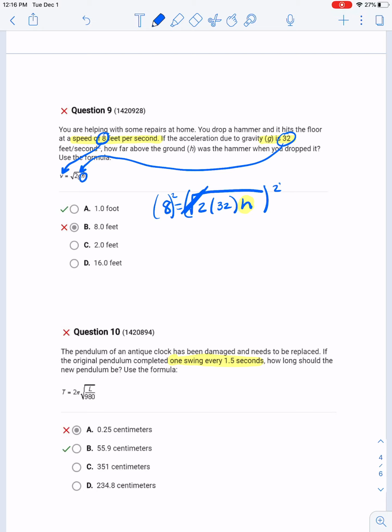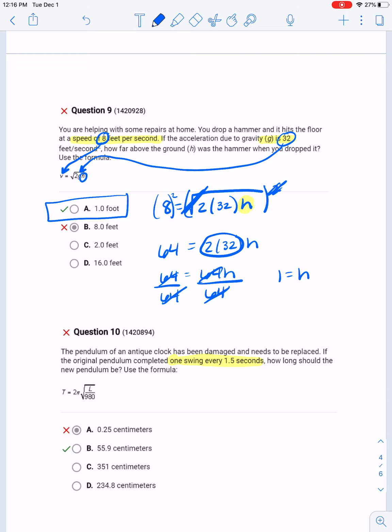So the square root and the square cancel, you get 64 equals 2 times 32 times h. Now this is odd because I know 2 times 32, I'm actually going to simplify that over there. That is also 64. So 64h. Now if I divide by 64 to get h by itself, all of these cancel, or technically they become 1. So 1 equals h. So it was 1 foot off the ground when they dropped it.